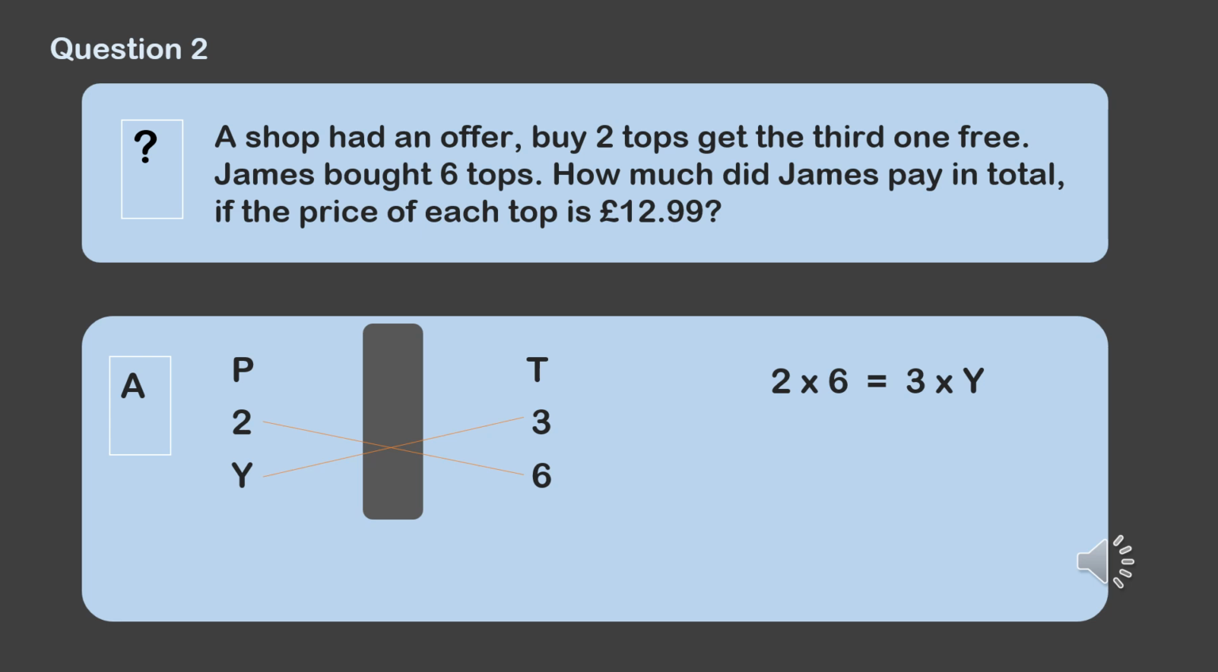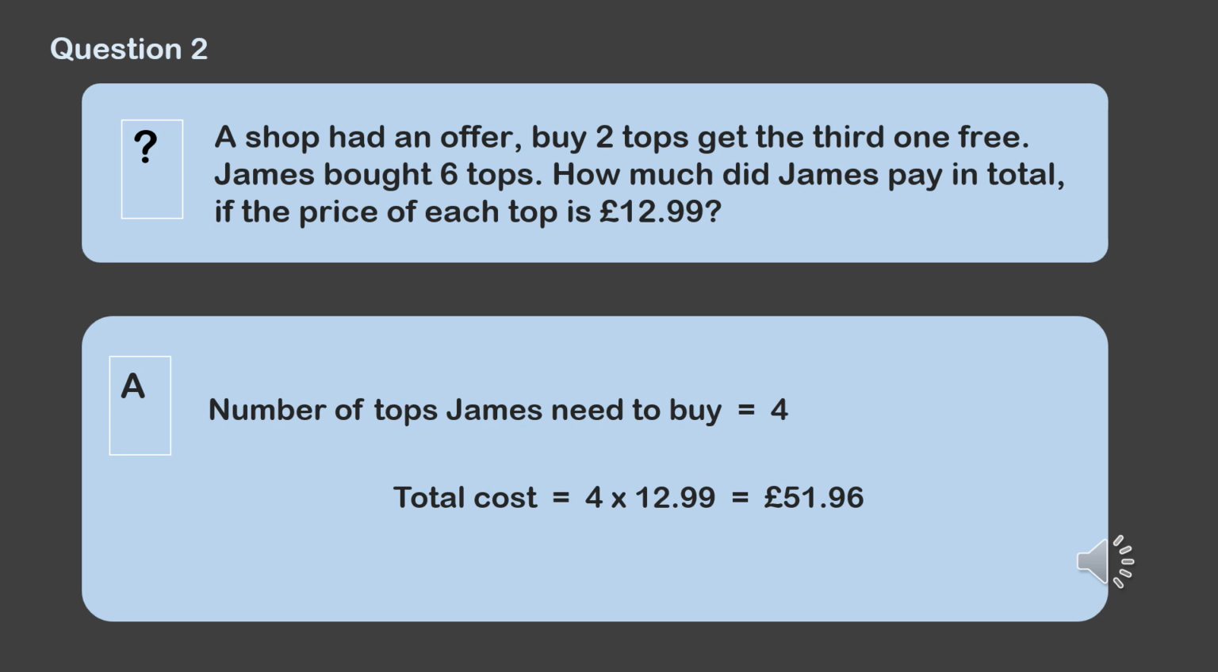If you've watched my previous videos of ratio, you should know that 2 times 6 equals 3 times Y. This means 12 equals 3 times Y. This is a basic algebraic equation. We need to find out the value of Y. 3 times Y. To find what Y is, we need to use the inverse, which means we need to divide 12 by 3 to find the value of Y. So Y equals 12 divided by 3, which means Y equals 4.